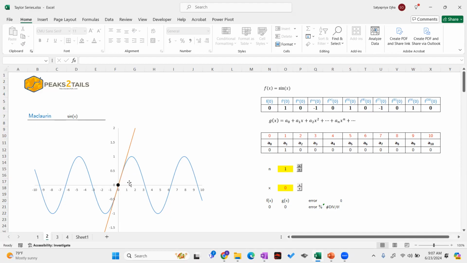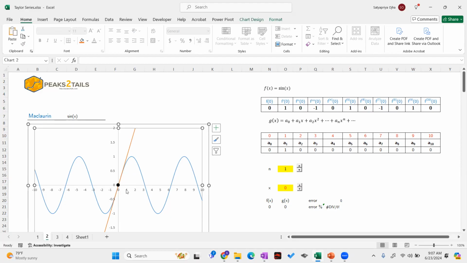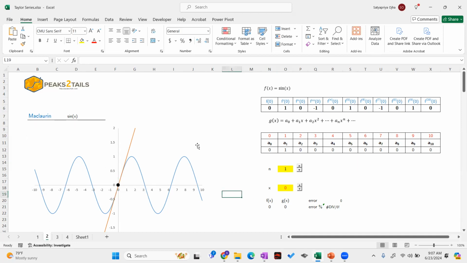Why it doesn't look 45-degree in the graph is because the scaling is different. From here to here, it's 0 to 1, but from here to here is also 0 to 1. That's why you see it a little skewed. Yeah, you get there. So this is y equals x, right? And here also, this one is the tangent to the curve.